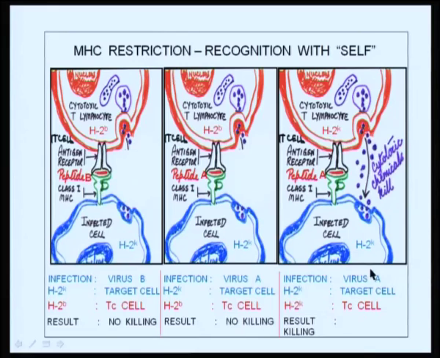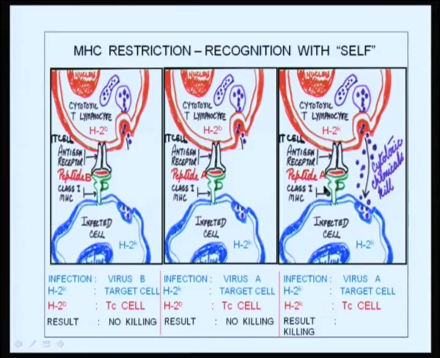When this virus A is replicating within the infected cell, the proteins derived from this virus are presented along with this class 1 molecule, and that is the red one that you see over here occupying the groove of the MHC class 1, which is shown in green, and this we call as peptide A because it has been derived from the virus A here.